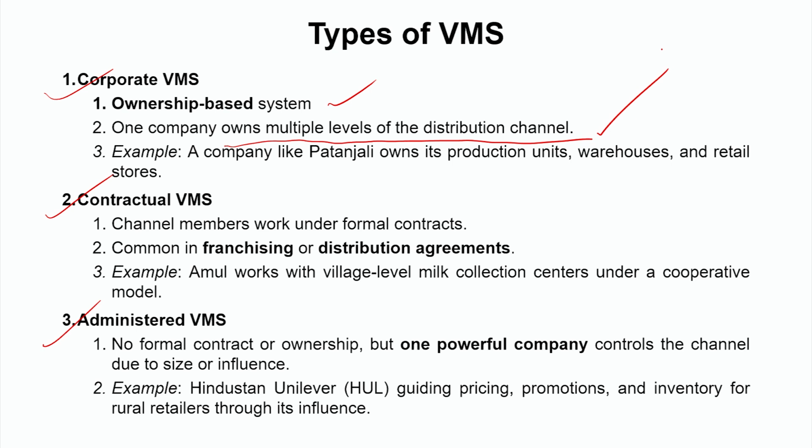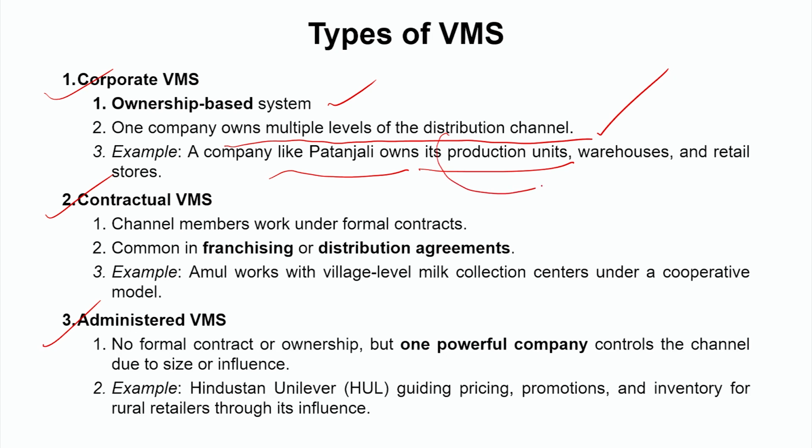It could be any company, but it is operating at different levels. The levels could be 1, 2, 3, 4, whatever the expansion or extension of the business is. For example, you can take Patanjali. Patanjali owns its production units. We all know the company is located in Uttarakhand, and Baba Ramdev and Balkrishna are running this business. The production unit is at one place and they are the owner of that. At the same time, they have the warehouse where they can store those products, and they also have the retail stores.